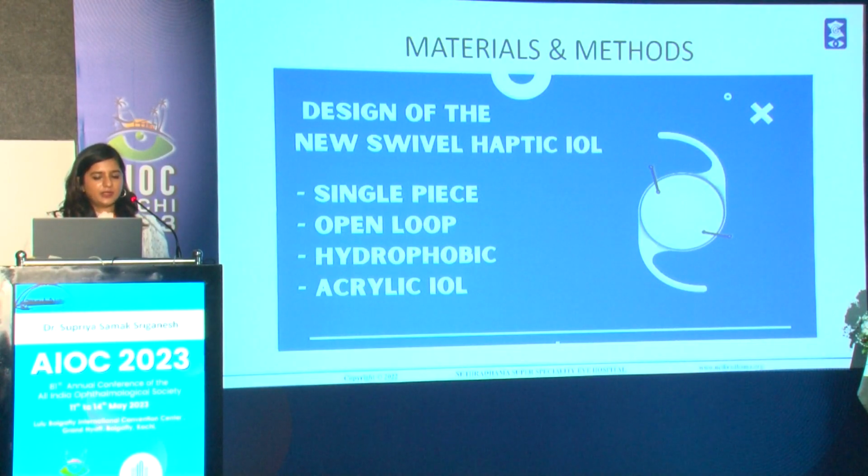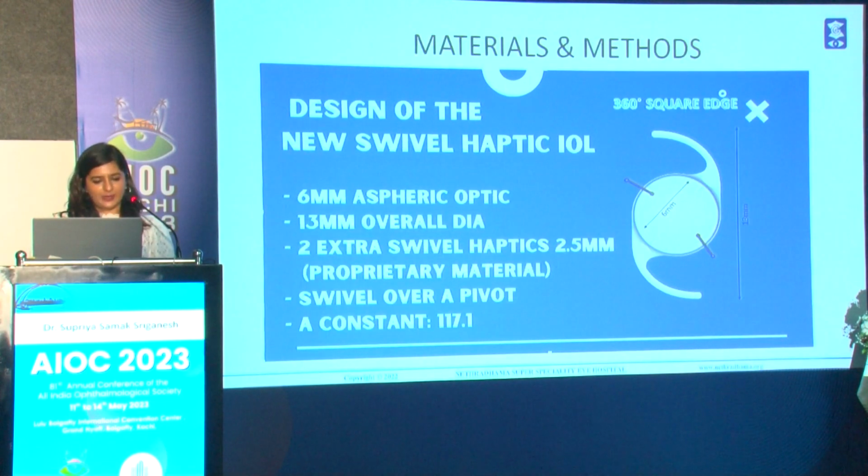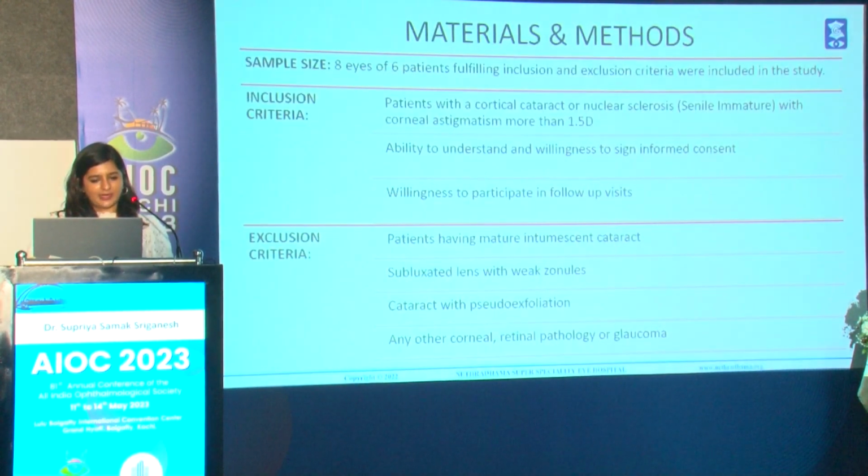So the new design of the swivel haptic IOL is as follows. The lens looks like this. It's a single piece open loop hydrophobic acrylic IOL, which has a 6 mm aspheric optic with 13 mm overall diameter and 2 extra haptics, 2 swivel haptics of 2.5 millimeters each, made up of a proprietary material, which swivel over a pivot. This lens has an A constant of 117.1 due to the anterior effective lens position, and it has a 360-degree square edge.